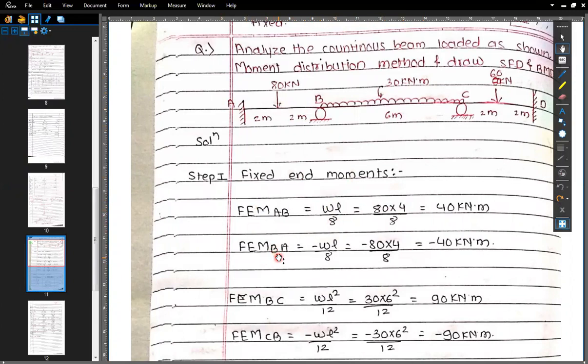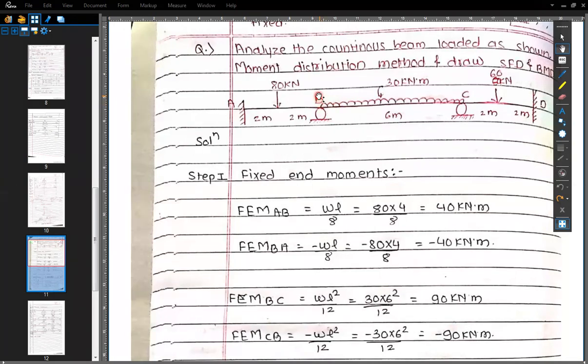Okay, then moving from B to A, there is a clockwise moment, and here we are going to consider clockwise moment as negative and anti-clockwise moment as positive. So the quantification of this moment is, okay, AB moment, this is anti-clockwise, and this is clockwise moment. Okay, so clockwise we are going to consider as negative, and anti-clockwise as positive. According to that we are going to use the sign conventions.